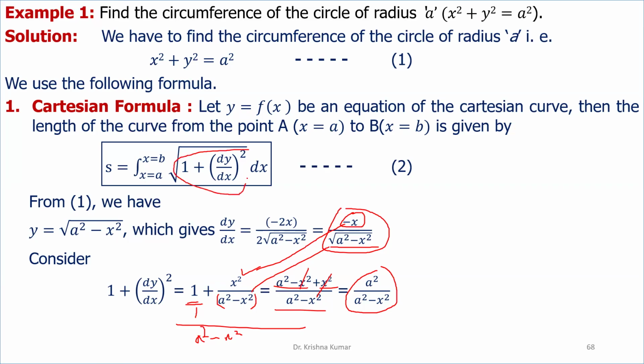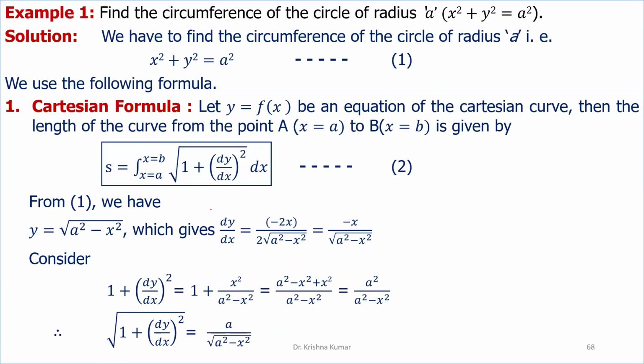Now we substitute these values in equation number 2. First, this is 1 plus (dy/dx) whole square. If we take its square root, it is nothing but a upon root over a square minus x square. Again, I will emphasize over here that I am only taking the positive values. I am not taking the negative value.